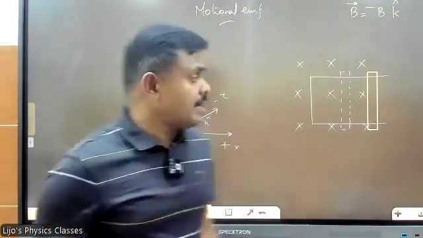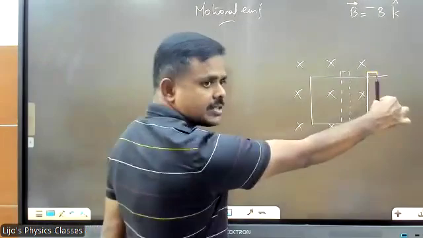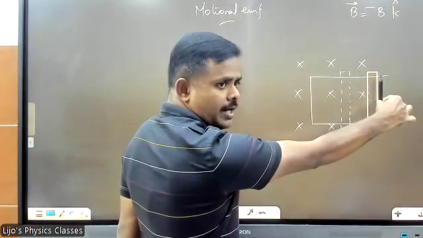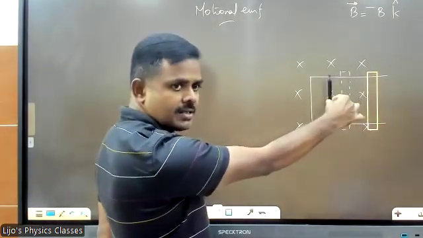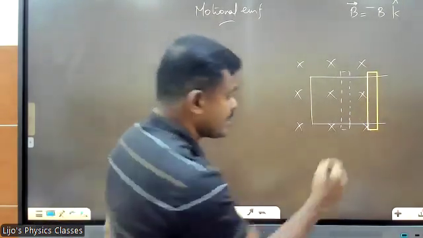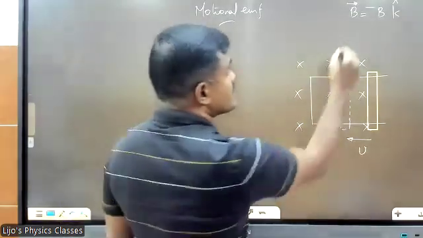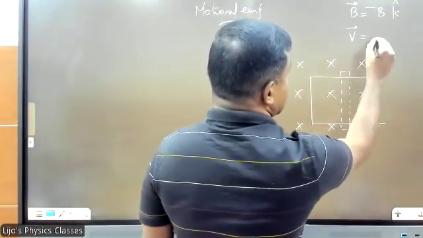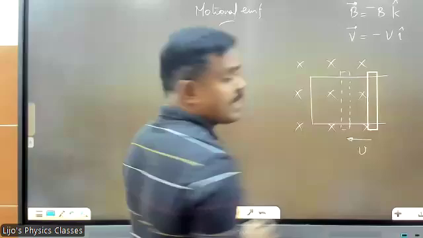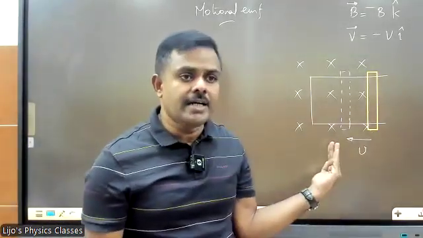Got it? Then what? Inside this magnetic field, I have kept a conductor like this. I'm moving the conductor now. I'm moving the conductor to the left. So this is conductor's new position, right? Correct. The conductor is moving to the left with a velocity v. What is the velocity? How do I write the velocity? I can write velocity as minus v i cap. Why minus v i cap? Leftward direction should be taken.